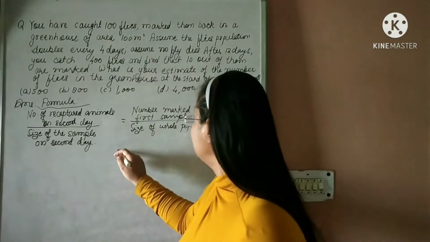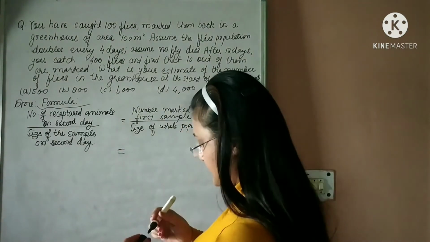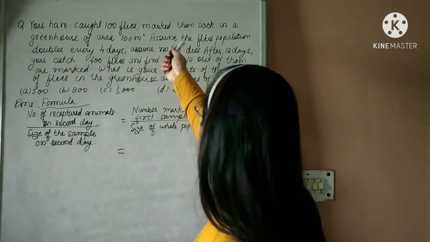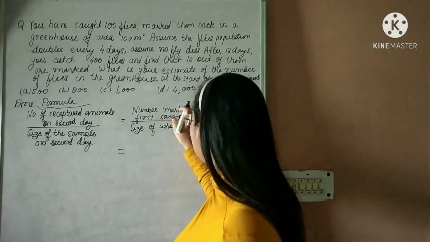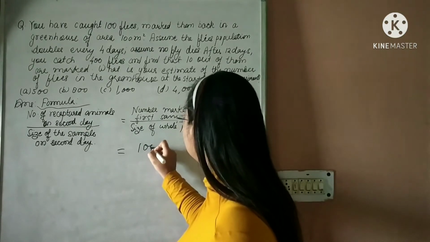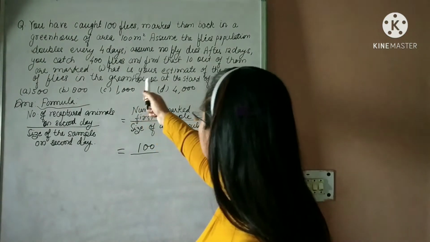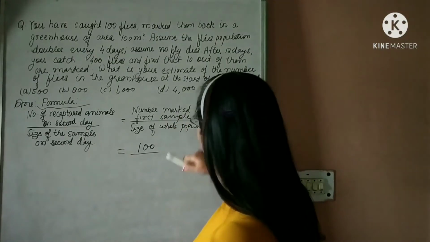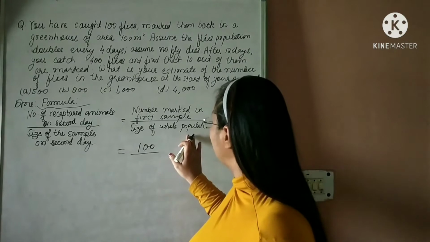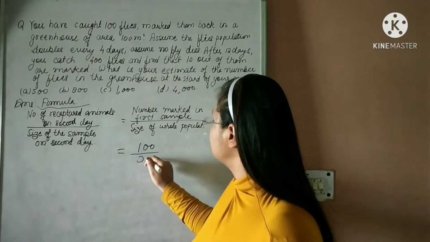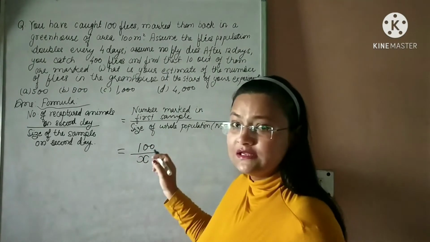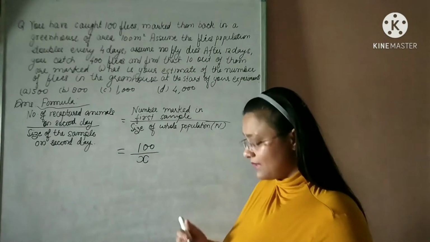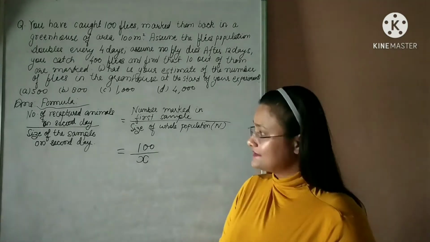So let us see how we solve it. We know that 100 flies were caught and marked, so this value will be 100. We need to find out the estimate of the number of flies in the greenhouse at the start of the experiment. That means we need to find the total population when we captured the flies for the first time and marked them. So let us suppose it is X.